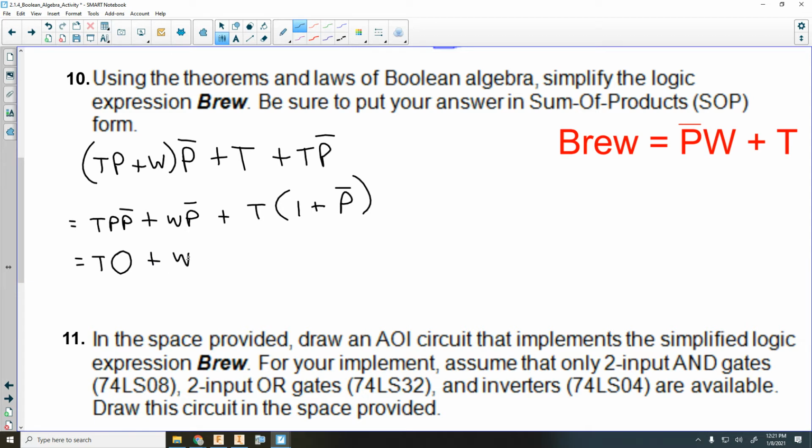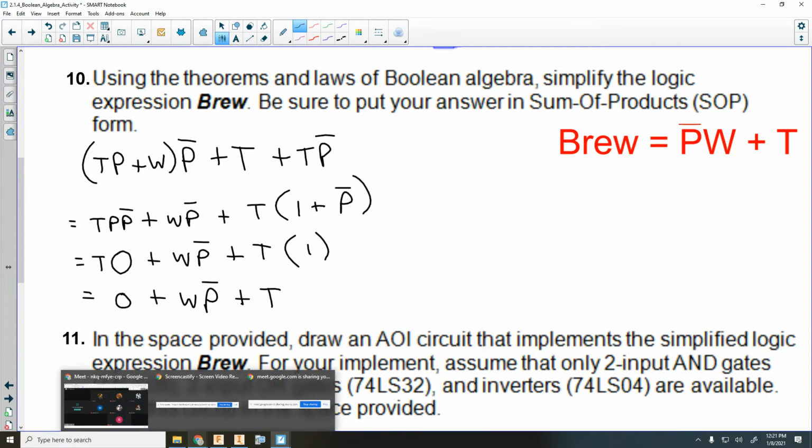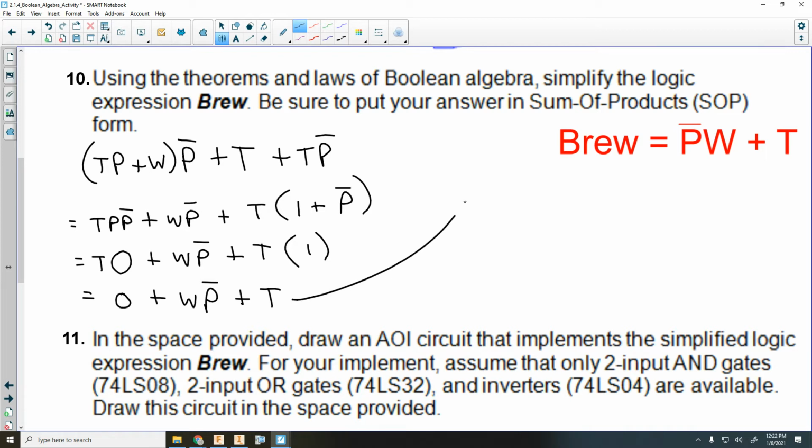Or I have W, P naught. Or T, and what is 1 or P naught? One. ORing with 1 is 1. So T and 0 is 0. Or W P naught or T. ANDing with 1 is whatever that variable is. So of course, ORing with 0 gives us a much simplified brew circuit.